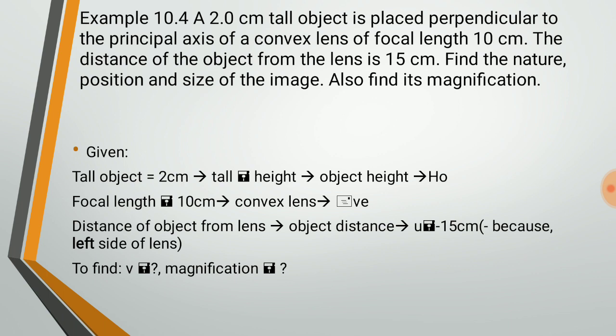Then the distance of the object from the lens is 15 centimeter. The object distance, that is u, is equal to 15 centimeter. But here the object will always be placed on the left hand side, so I am using a minus. So u is equal to minus 15 centimeter. The negative sign is because it is placed at the left hand side of the lens. With this, you have to find v from the lens formula and the magnification of the image.